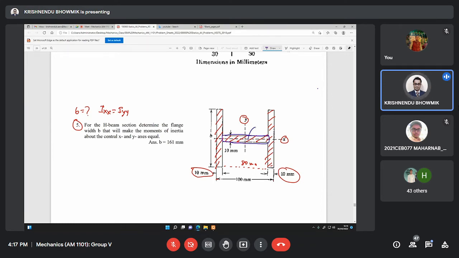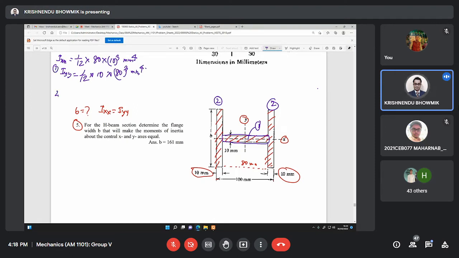Say this portion is 1, and both these are symmetric. Let it be 2 and 2. Now for part 1, what is Ixx? That is 1 by 12 multiplied by base 80 multiplied by height cube, 10 cube millimeter power 4. Iyy is 1 by 12 multiplied by 10 multiplied by 80 cube millimeter power 4. That is straightforward for 1.